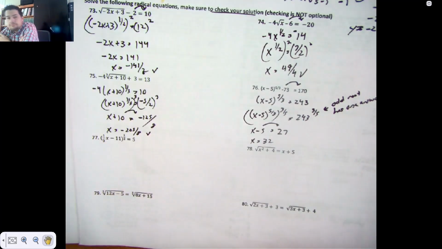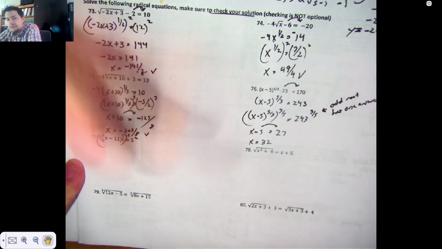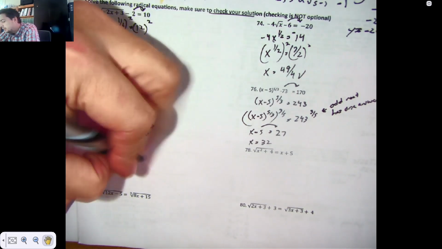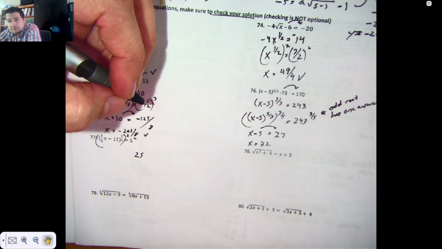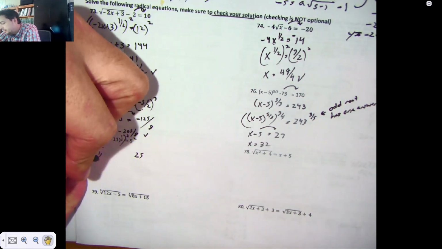All right, 77. We got a half power. The opposite of half power has to be a square. This is typically when the extraneous answers show up, when you're dealing with the even roots. In fact, I think that's always true. I don't want to make a statement that it is, but I'm pretty confident that it's always true when you're doing even powers. But when you square a half power, you get what's inside.